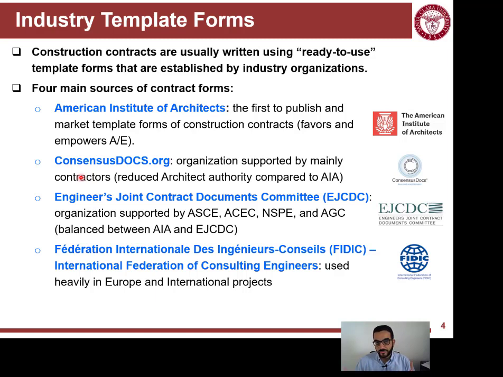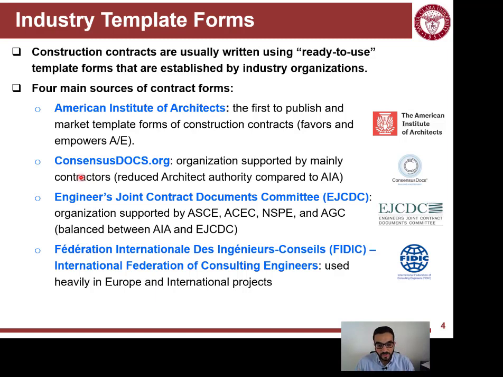But then there is a balanced entity here, which is the Engineers Joint Contract Documents Committee, EJCDC. So it's a bunch of entities from the construction and engineering design sides of the project. So they can provide a good balance between giving authorities to architects and contractors.